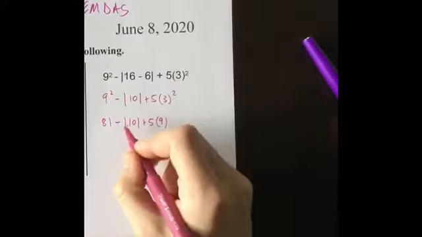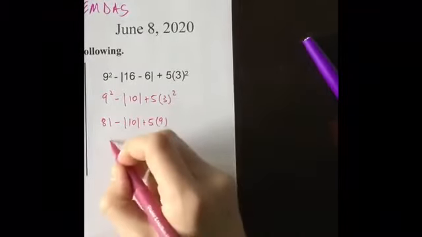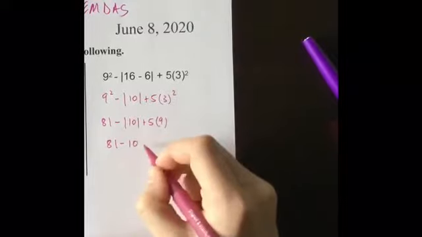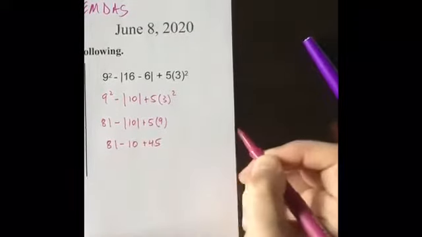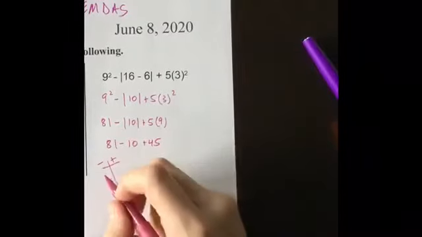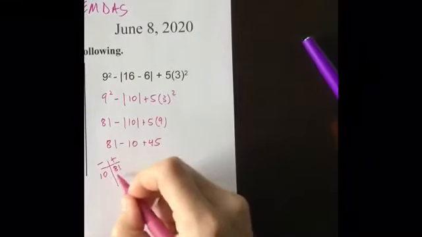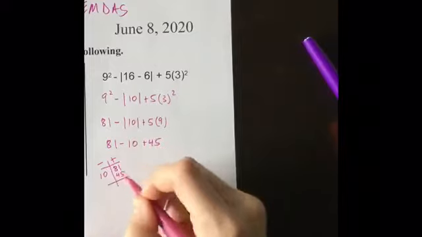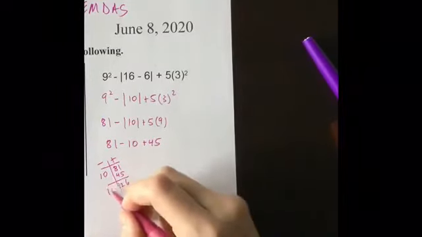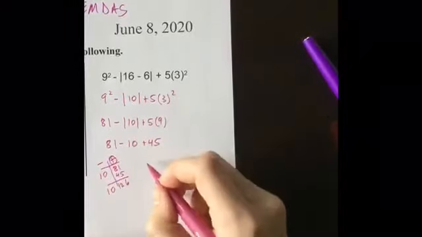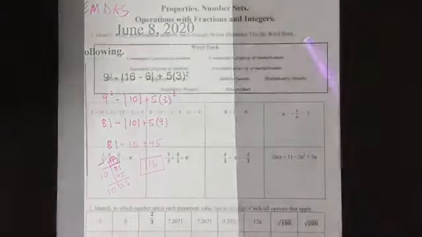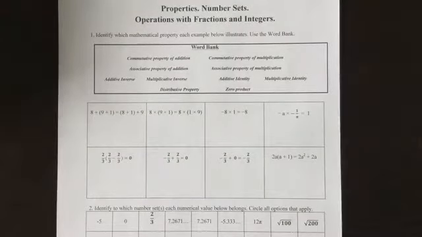Now at this point we can do our absolute value, we can also do our multiplication. So we have 81 minus absolute value of 10 is 10 plus 45. So if we do our team game again, right? Negatives have 10, positives 81 and 45, which gives us 126. Positives win by 116.